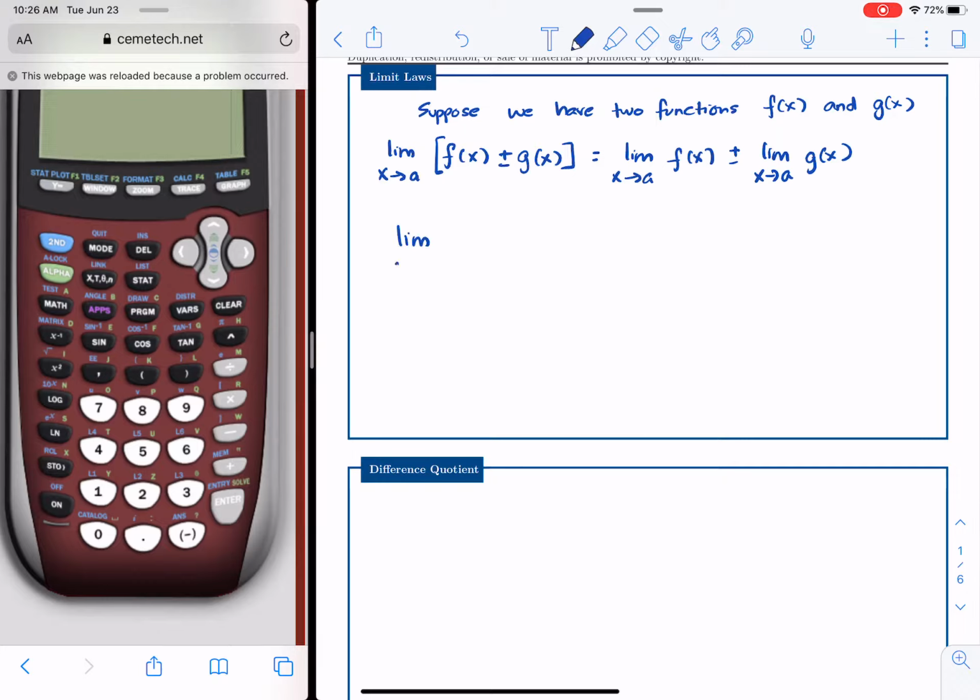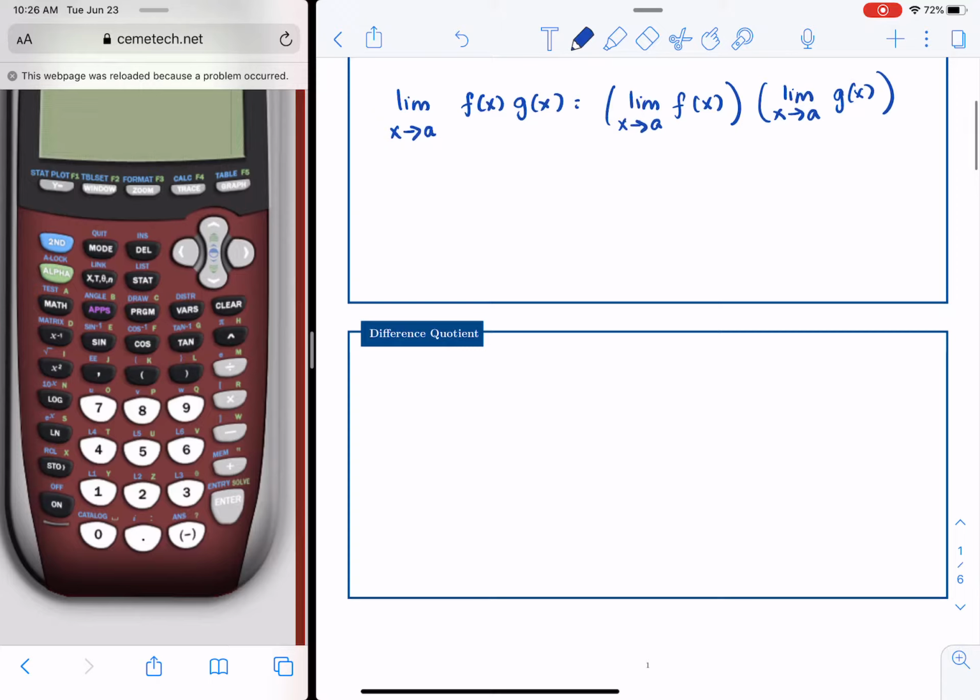Likewise, if we have the limit of two functions in multiplication, then we simply apply the limit for each of them first, and multiply the limit directly. And the last case is if we have the limit of f of x over g of x, then we could simply do the limit for the numerator and the limit for the denominator.